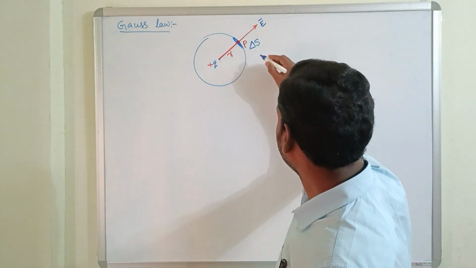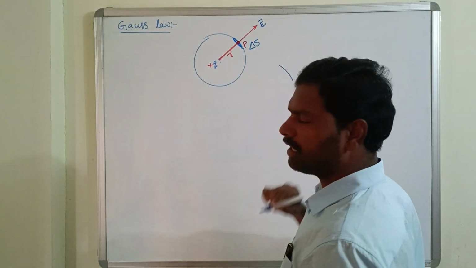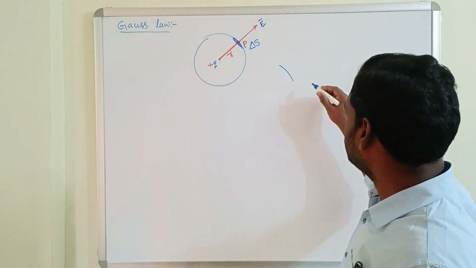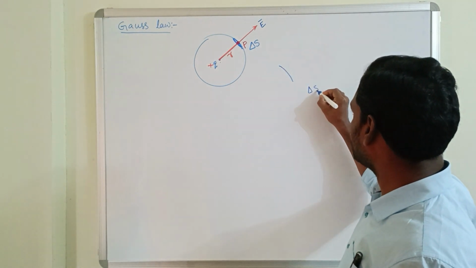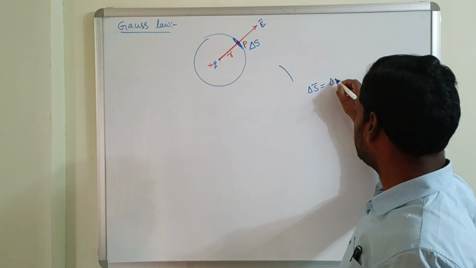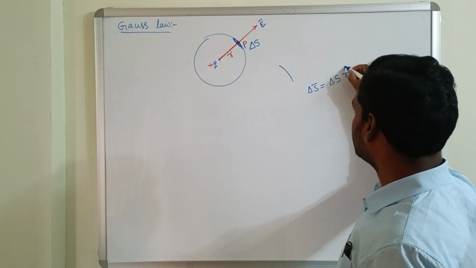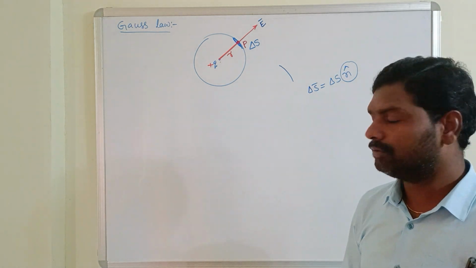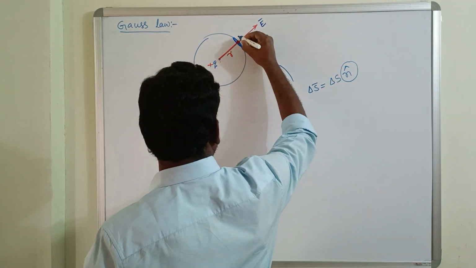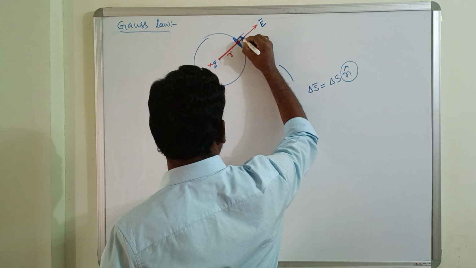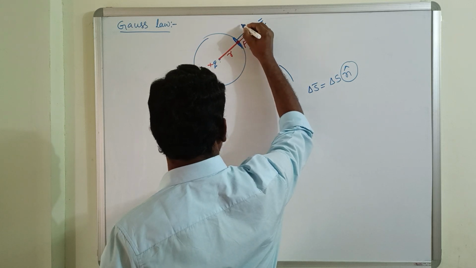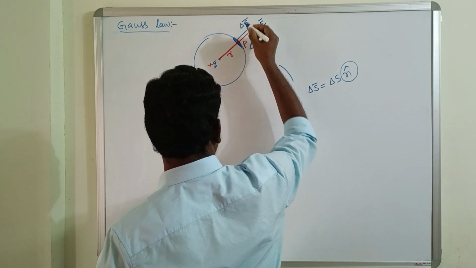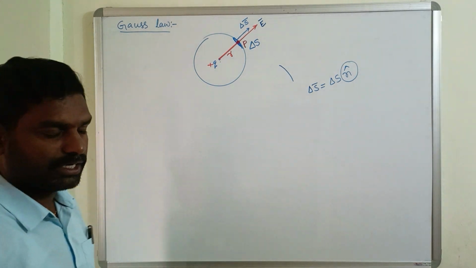Okay, and also we have taken this as the area element, and we know that the area vector is equal to the magnitude of area into its direction. The direction of the area element is always perpendicular to the area element. So this is the direction of the area, so delta S is also pointing along the same direction.